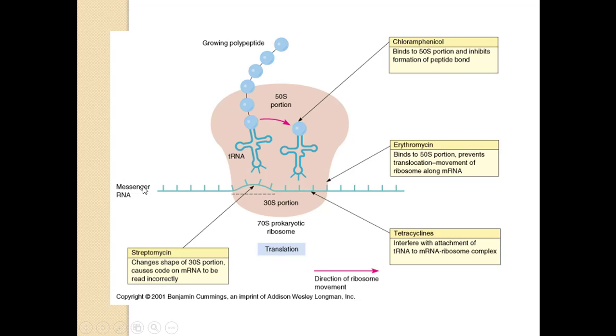Like so, you have the messenger RNA, and what will happen is these transfer RNAs will bring different amino acids based on what the messenger RNA codes for, and you'll see this polypeptide chain starting to form here and make our functional protein.